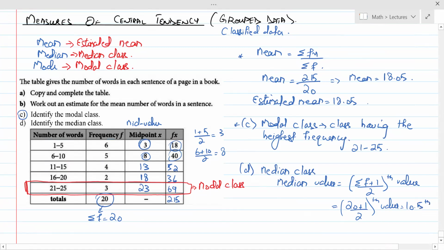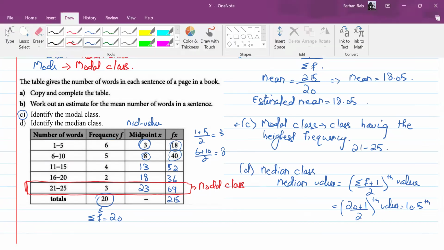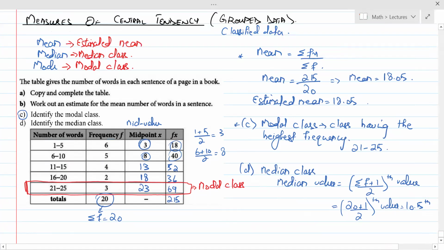So 10.5 value means you keep on adding until you reach 10.5. So 10.5 value here in this case would be somewhere here. This would be representing the median class.